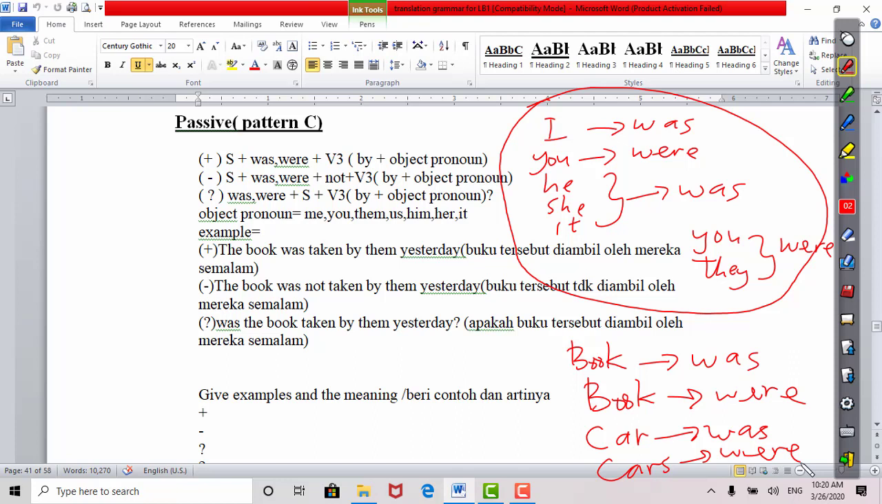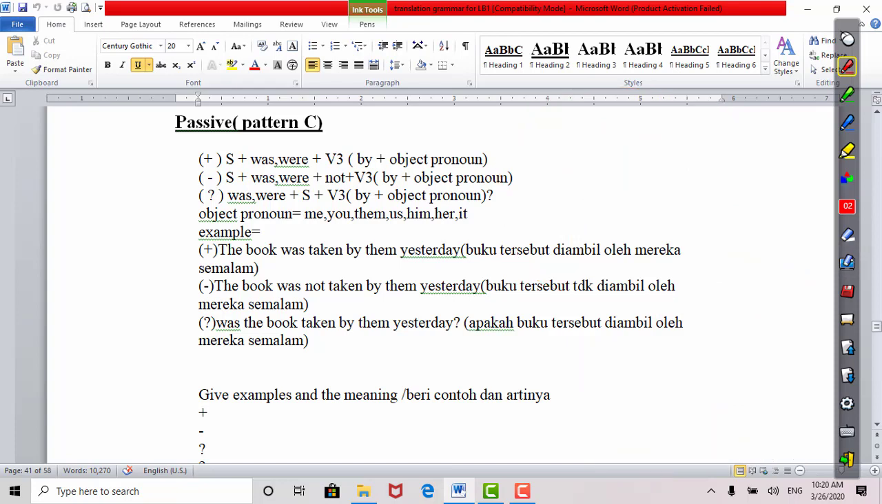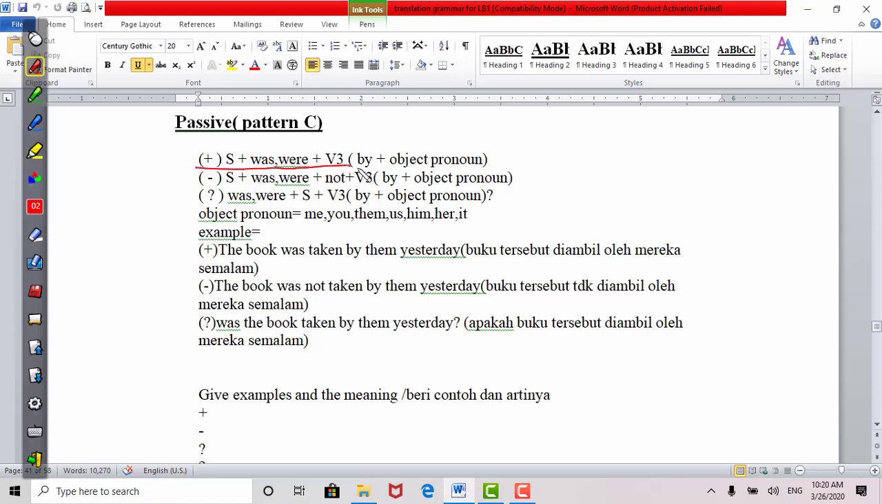Now we go back to the pattern here. Are you ready first? I repeat again, for positive: subject plus was or were plus verb 3 plus by plus object pronoun. Negative: subject plus was or were plus not plus verb 3 plus by plus object pronoun. For the question: was or were plus subject plus verb 3 plus by plus object pronoun, and don't forget the question mark. Okay?